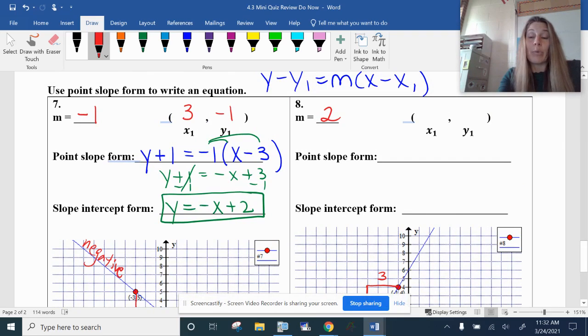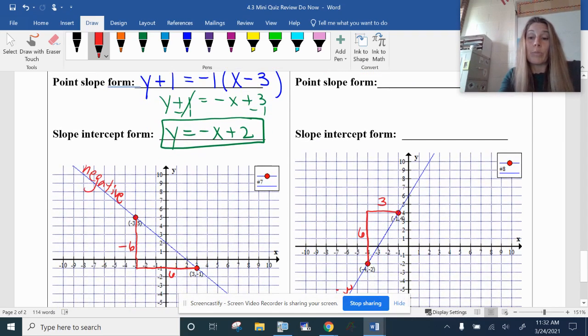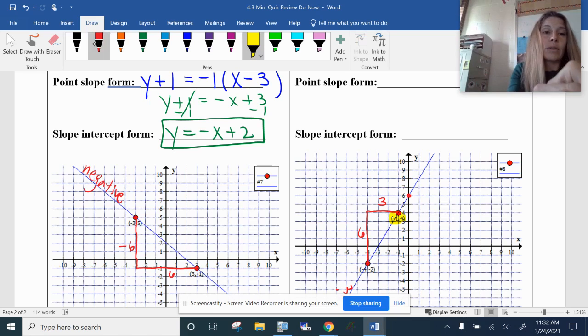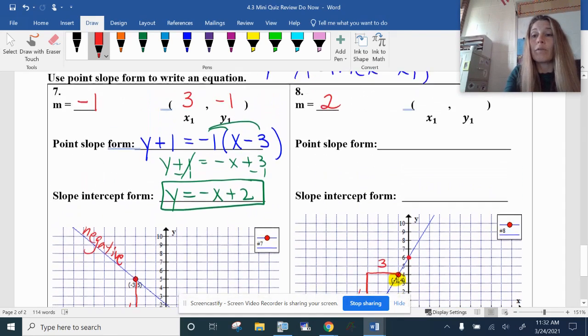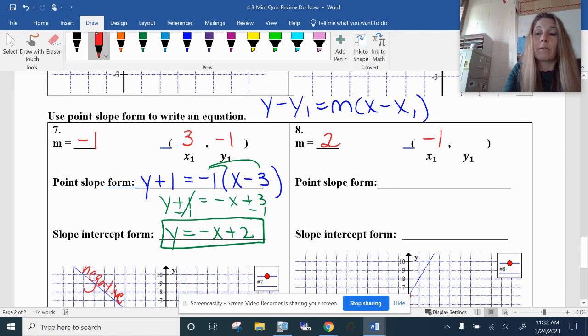Now you're going to pick any point you want from the line. So you could pick one of the ones that's marked. You could even pick a different point on the line that's not marked, whatever you'd like. Just to stay consistent, I'm going to pick one of the ones that's marked. And this one here is negative 1, 4. So I'm just going to pick that. If you'd rather do a different one, that's fine.